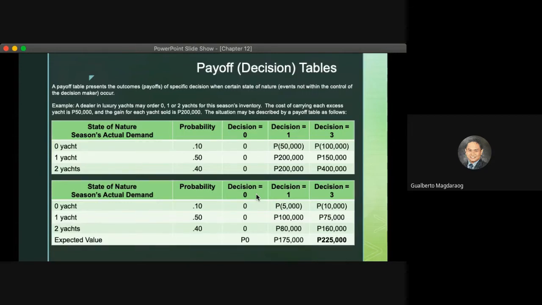Yung payoff is the benefit or the income or the advantage that the decision maker will get in each corresponding event. So in short, each event ay meron siyang benefit or payoff na tinatawag. Imposible na zero yung effect nun. Otherwise, huwag na nating isama yung event na yun, kasi wala naman palang dagdag or bawas sa atin. Walang effect yung event na yun. So each event should have their specific payoff.